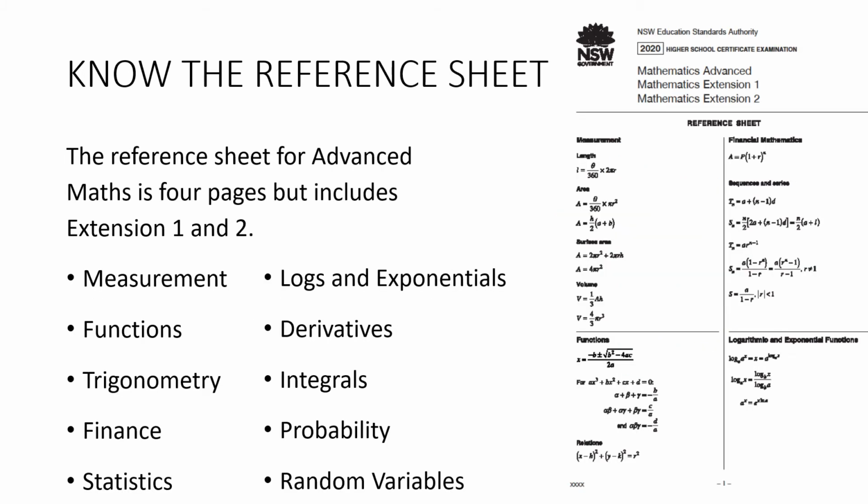You should also be familiar with the reference sheet. Now, the reference sheet for advanced maths is 4 pages long, but it also includes extension 1 and extension 2 material. And you need to be aware of what you need and what you should ignore. You are given measurement formulas, functions, trigonometry, finance and statistics, logs and exponentials, derivatives, integrals, probability, and random variables.